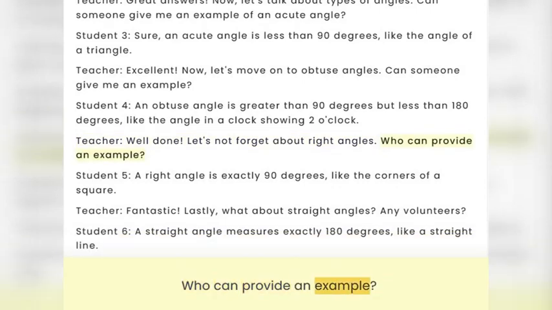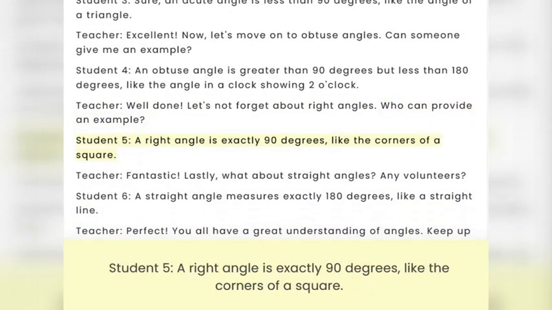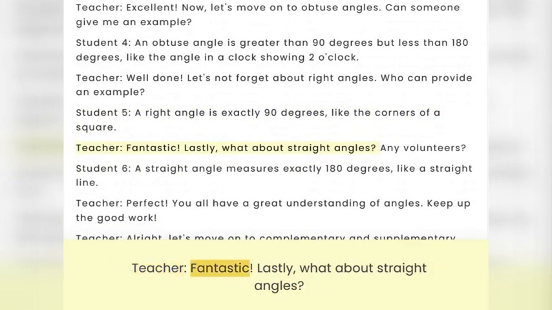Who can provide an example? Student 5: A right angle is exactly 90 degrees, like the corners of a square. Teacher: Fantastic. Lastly, what about straight angles?